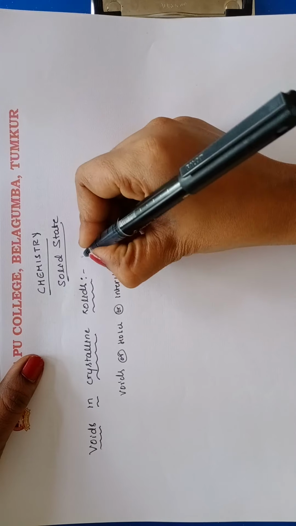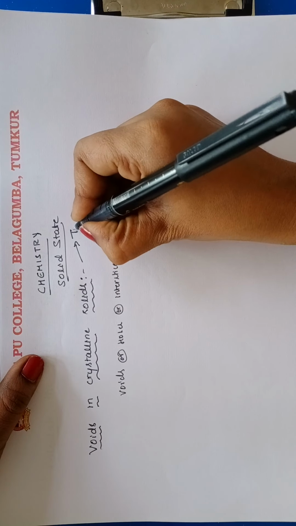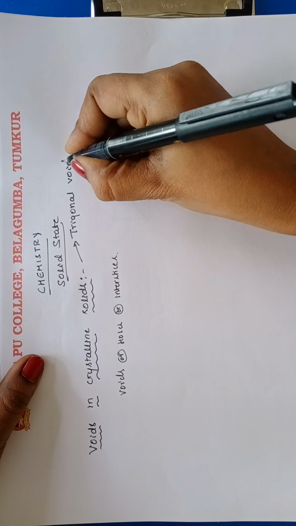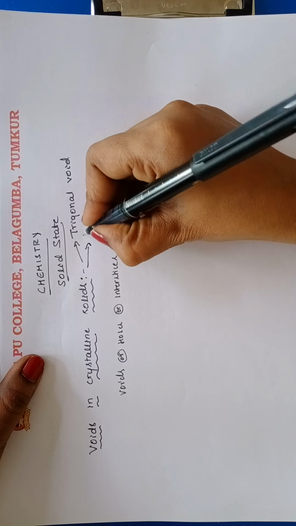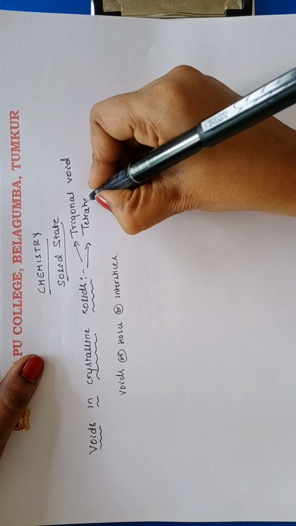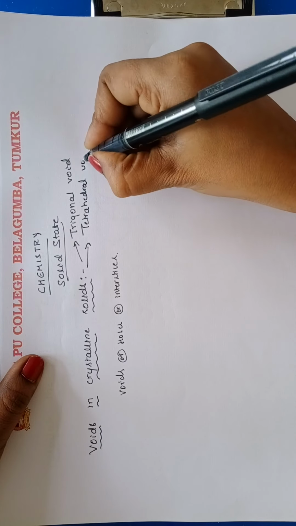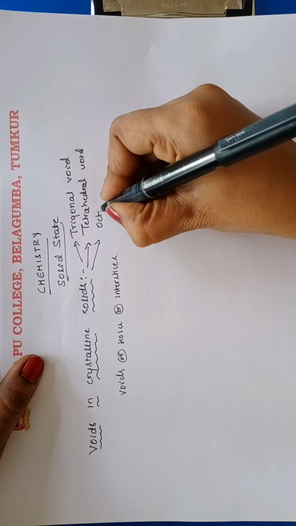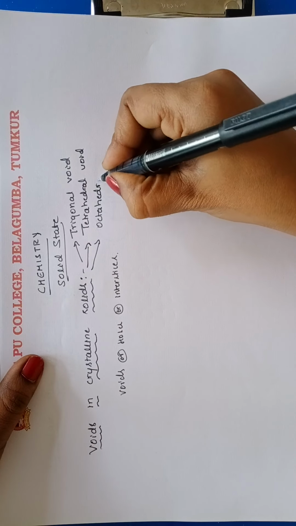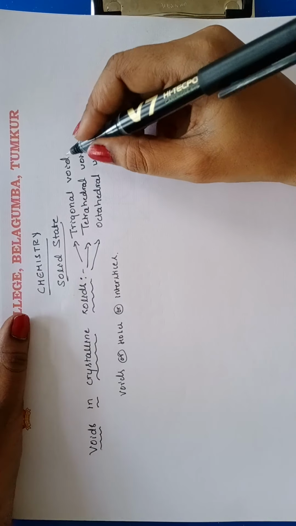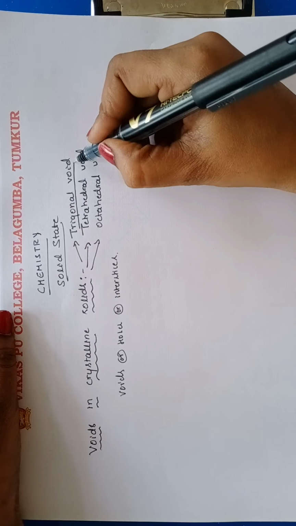One is the trigonal void. The second one is the tetrahedral void. Then the octahedral void. We will discuss them one by one. The first one we will discuss is the trigonal void.